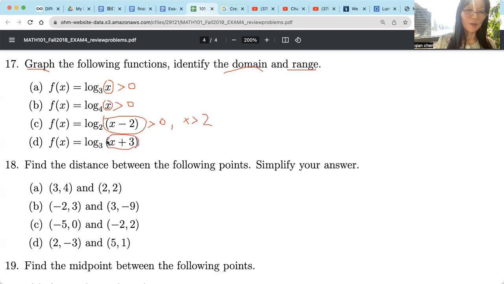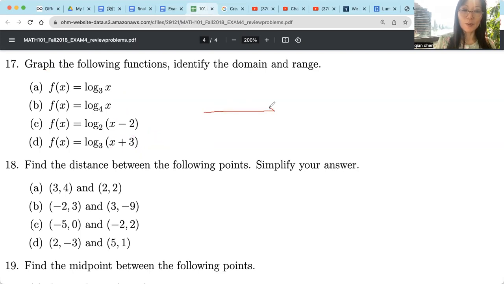And the value here is x plus 3. That means this one has to be greater than 0. When we subtract 3 on both sides, that means x is greater than negative 3. All right, this is talking about the domain of those 4 functions. Range is everything, all real numbers. So we write it as range from negative infinity up to positive infinity. Basically all real numbers. All right, now let's talk about the graph of this.